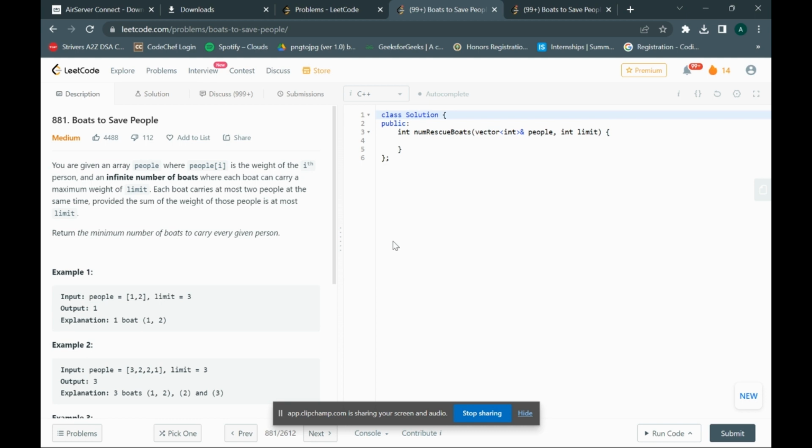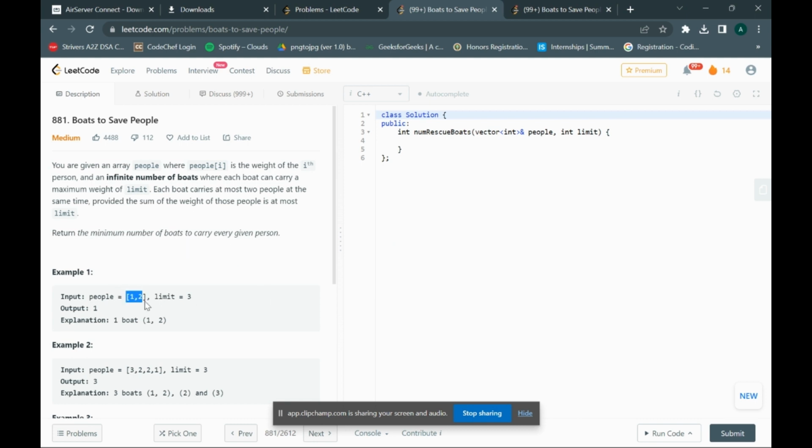You are given an array of people where people[i] is the weight of the ith person, and an infinite number of boats where each boat can carry a maximum weight of limit. Each boat carries at most two people at the same time, provided the sum of the weight of those people is at most limit. Return the minimum number of boats to carry the given people.